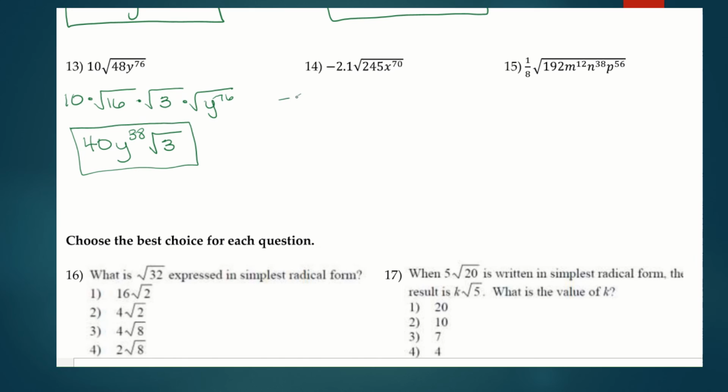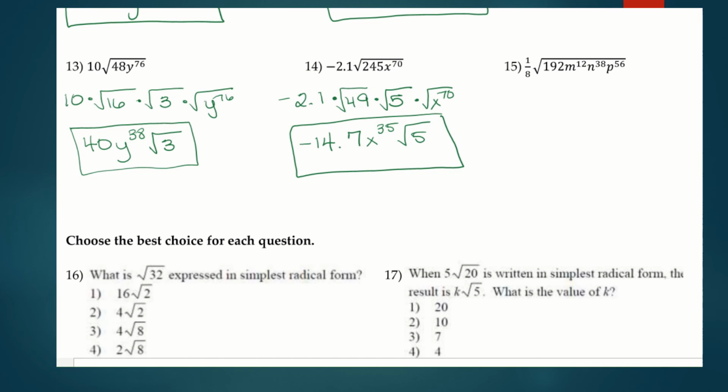For number 14, negative 2.1 times, let's see, for 245, I can take the square root of 49 times the square root of 5, and then square root of x to the 70th. And again, when everything is all simplified here, we get negative 14.7 x to the 35th power, root 5.